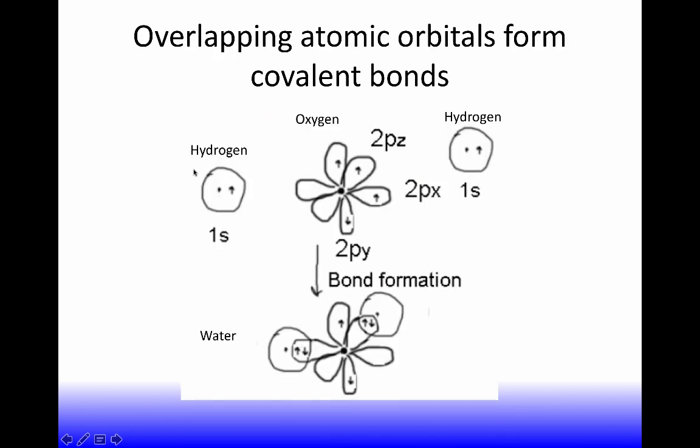So here's a picture. So here's a hydrogen. It's only got a 1s orbital, so it's just a sphere. It's got 1 electron in it. Here's another one, 1 electron.